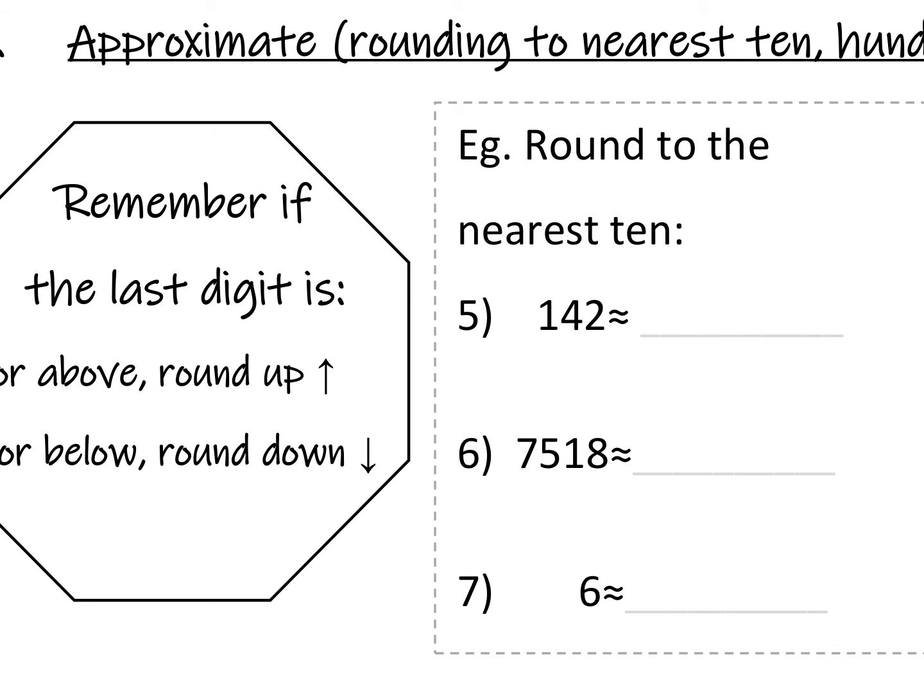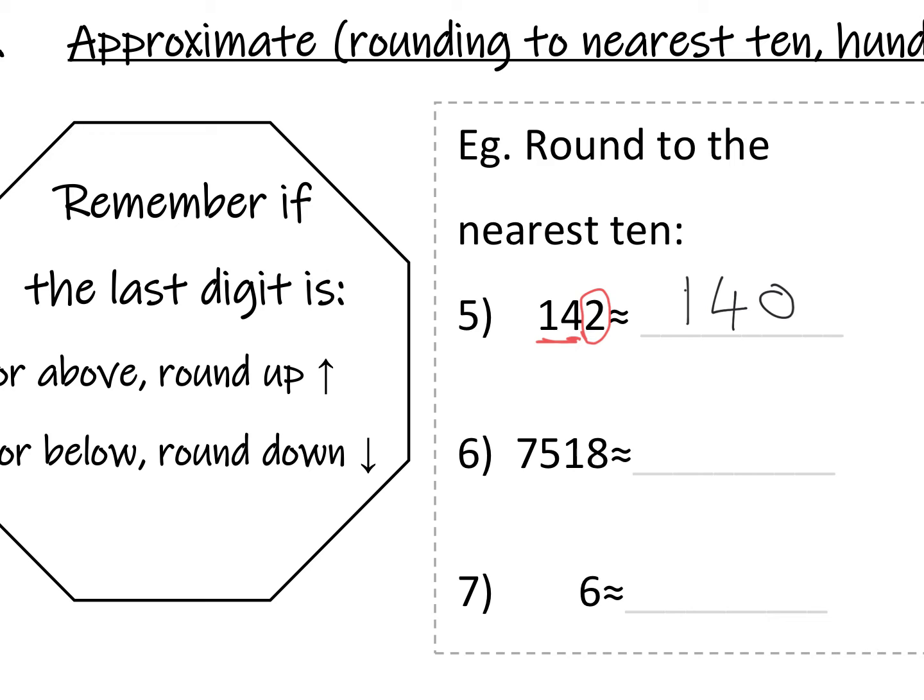So if we look at example 5, then the tens column, we've got the 4. That's where we're going to round to that column. So we check the number after the tens column, which is the unit, which is a 2. The 2 tells us to round down, so the 4 stays as it is.